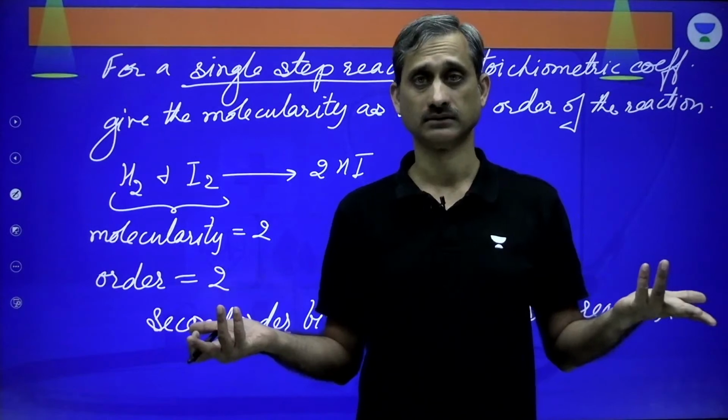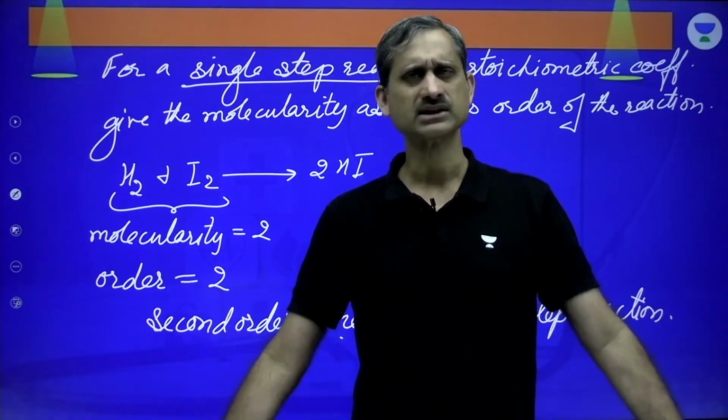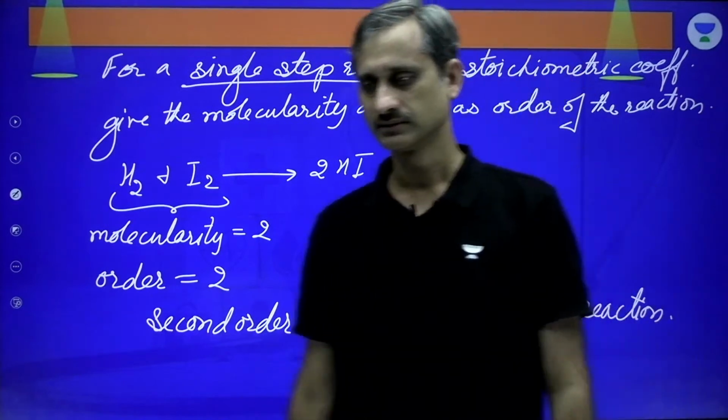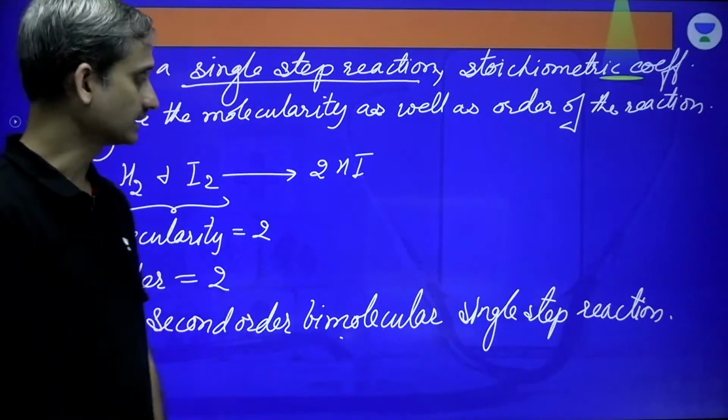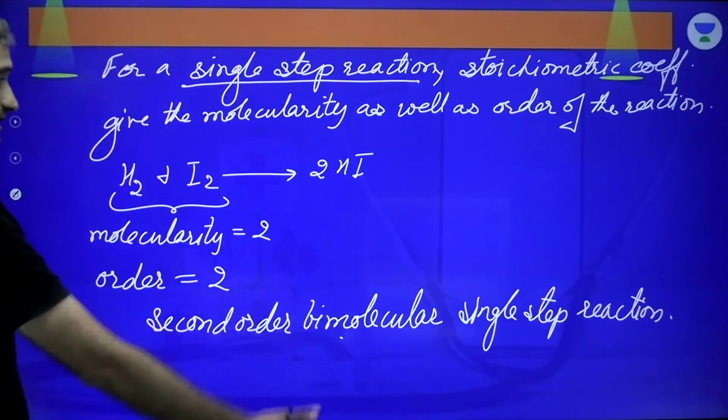We know it. We require tricks for unknowns. But here there is nothing unknown. Everything is known. Is it clear? So this is what we have: a first order, single step reaction, a second order, single step reaction, a bimolecular reaction. Now let's have an organic reaction.